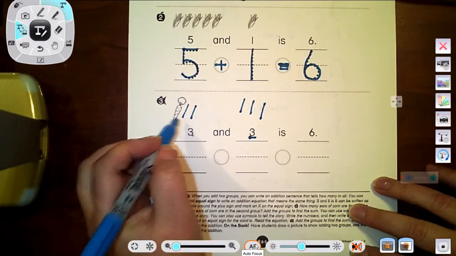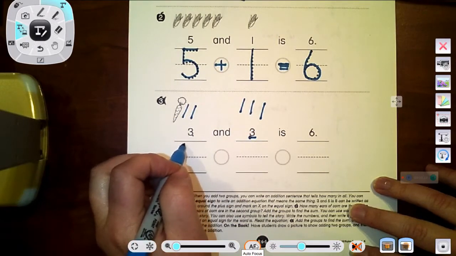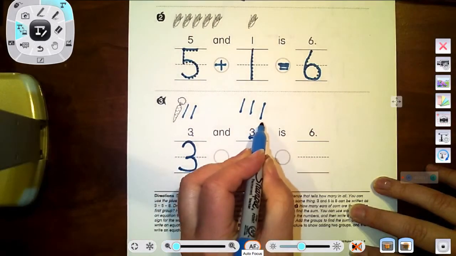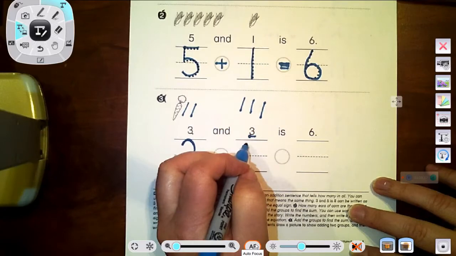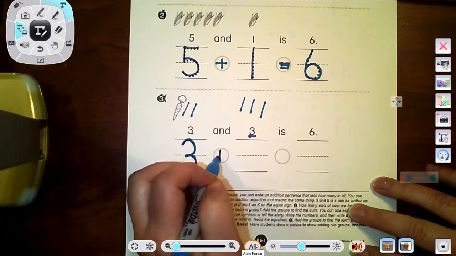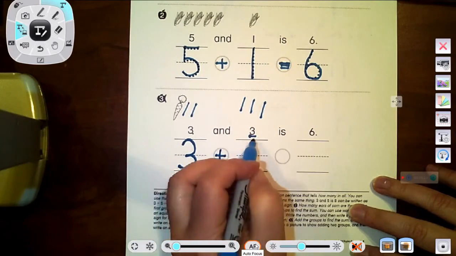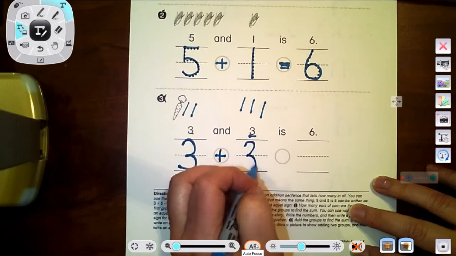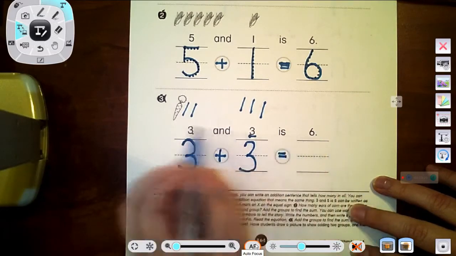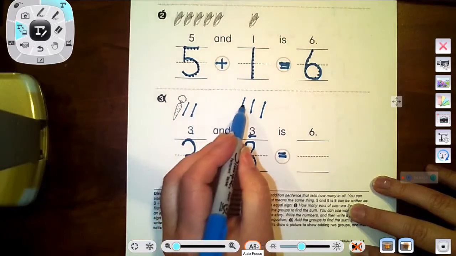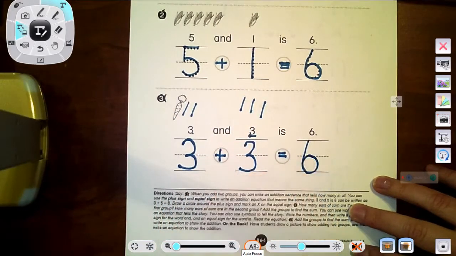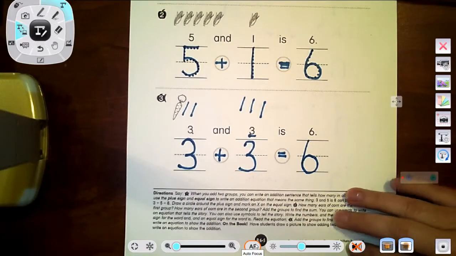How many are in the first group? 3 carrots. How many are in the second group? 3 carrots. So 3, and we use the plus sign. 3 plus 3 equals how many? 1, 2, 3, 4, 5, 6 total. 3 plus 3 equals 6.